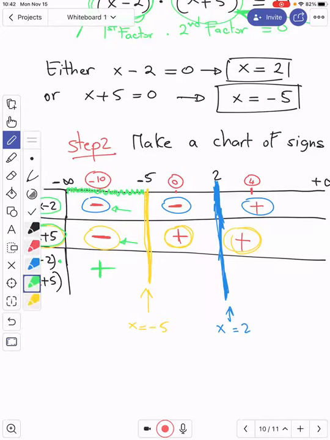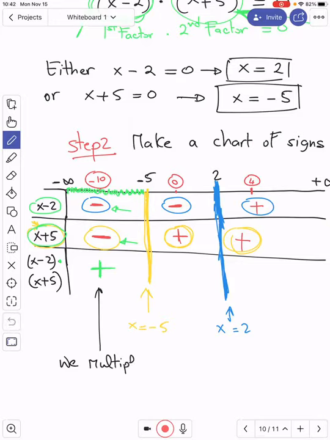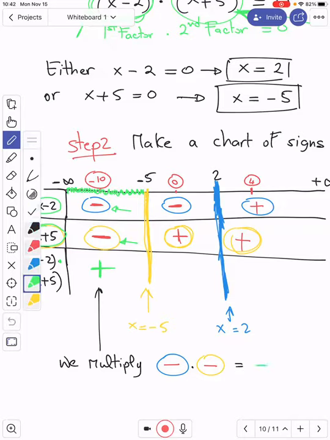Again, this positive is because we multiply the signs, right? We multiply the first negative, the blue circle, with the second negative, which is in the yellow circle, this one here. So that will be, of course, positive. So that's why I got this positive, this green plus. So that's why it's positive.